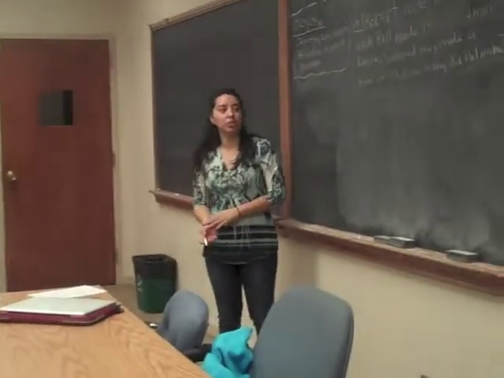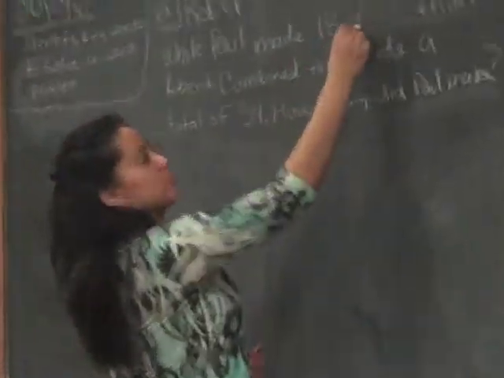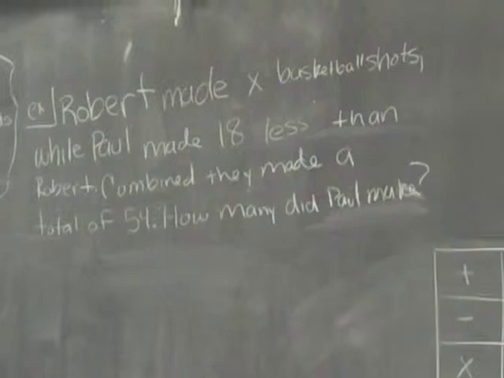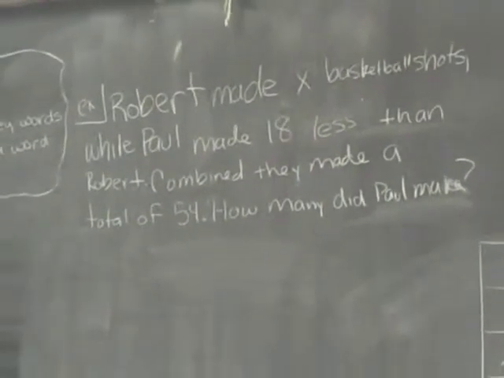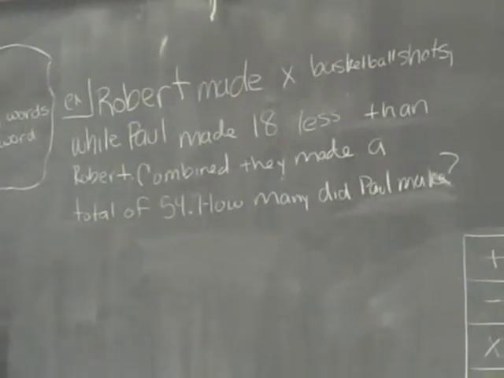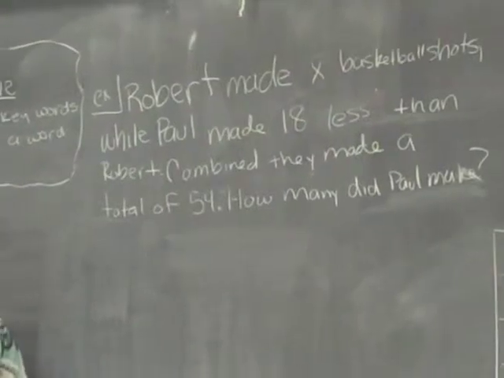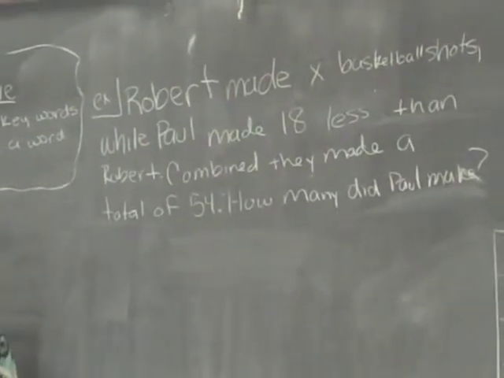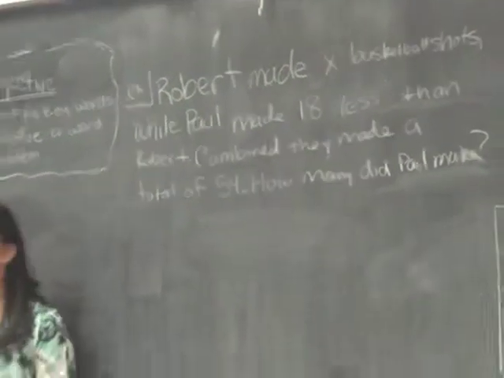Okay then. So can somebody please read this word problem for me? Yes, Kai. Robert made X basketball shots while Paul made 18 less than Robert. Combined, they made a total of 54. How many did Paul make?